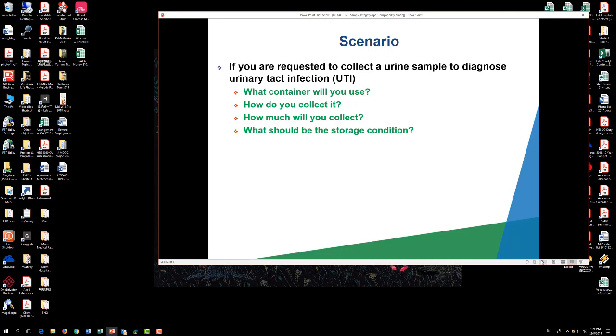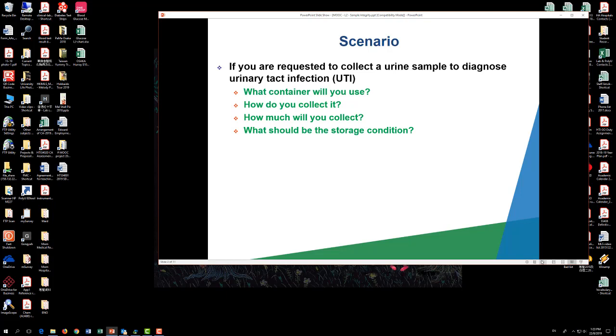If you are requested to collect a urine sample to diagnose if you are suffering from UTI, what kind of container will you use? How do you collect it? You firstly pour it in a container and then pour it to another container, or you directly pour into it. How much will you collect? Just a half bottle, a full bottle, or just a little bit?